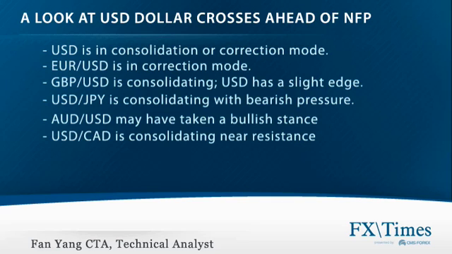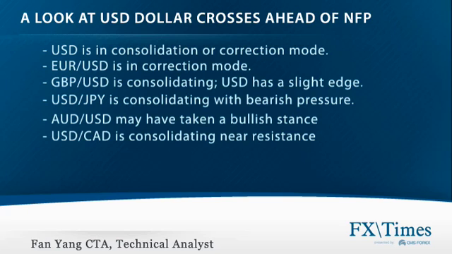The US dollar appears to be in consolidation or correction mode. The euro dollar is in correction mode, looking to retrace 50% of the decline since the last non-farm payroll release. The pound dollar, however, is consolidating, and the US dollar has a slight edge in that pair. The US dollar Japanese yen is consolidating as well, but the pressure here is bearish. The Aussie dollar may actually have taken a bullish stance, and the US dollar Canadian dollar is consolidating after failing to break resistance at 1.0670, but also failing to break below short-term range support at 1.05.